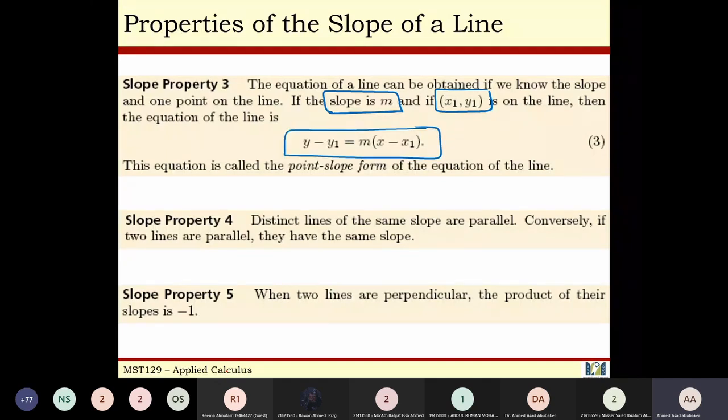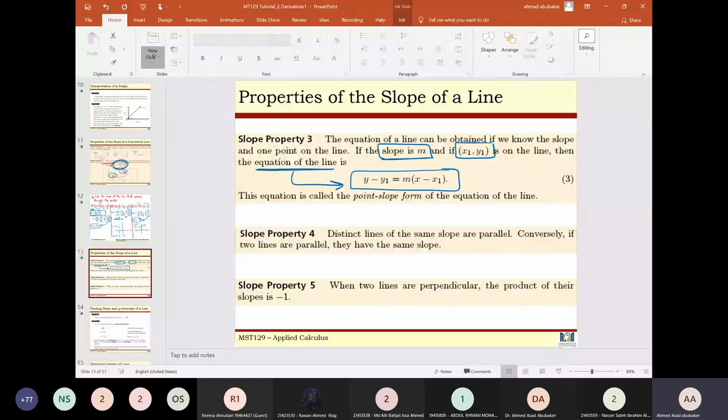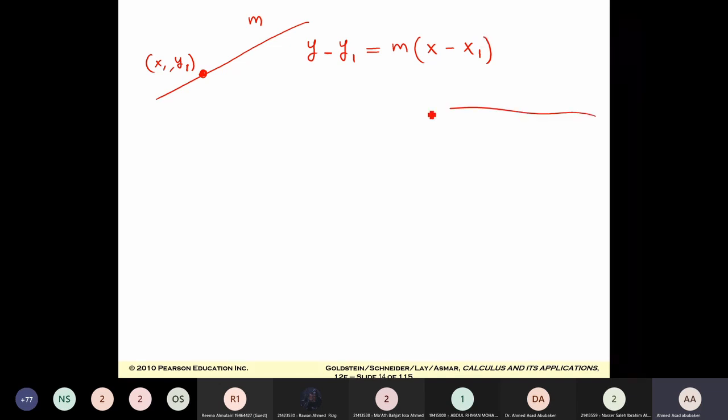Okay, I put some exercises about this. So, if we have a line and given on the line the point (x1, y1) and the slope m, the equation of the line we can write as y minus y1 equals m times (x minus x1). This is the equation of the line. So for any line, to find its equation, we must know a point and the slope of this line.